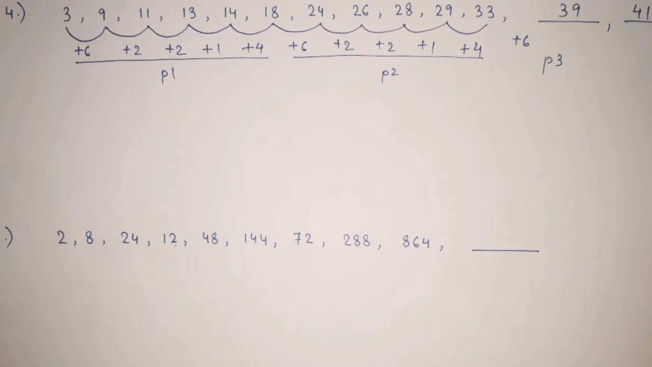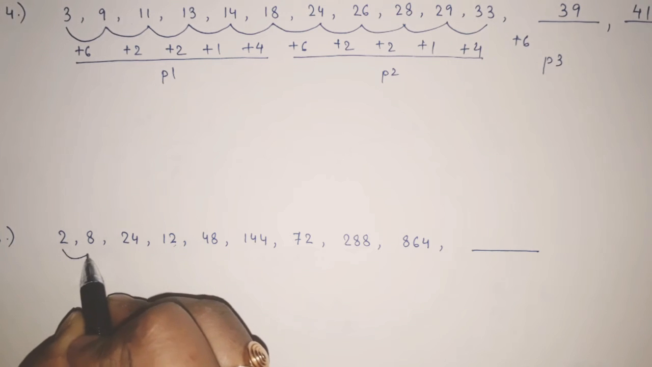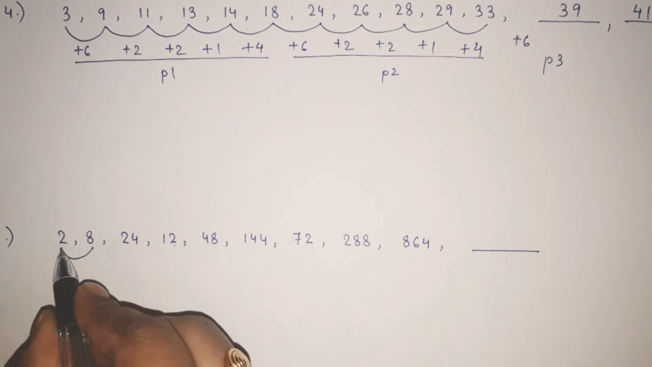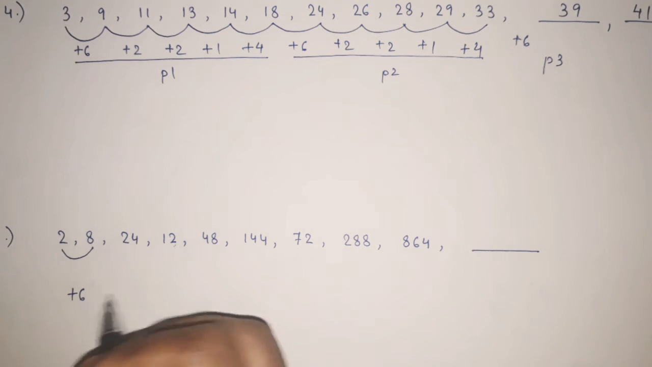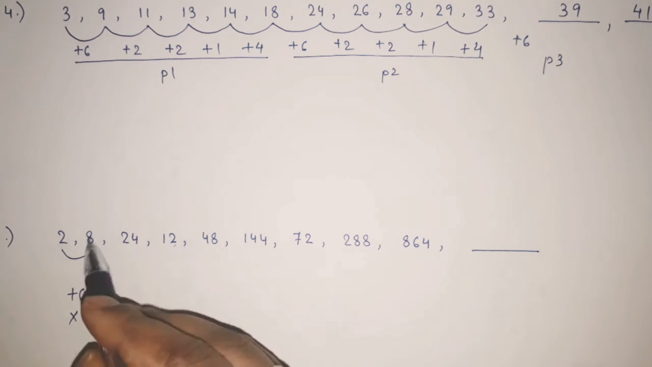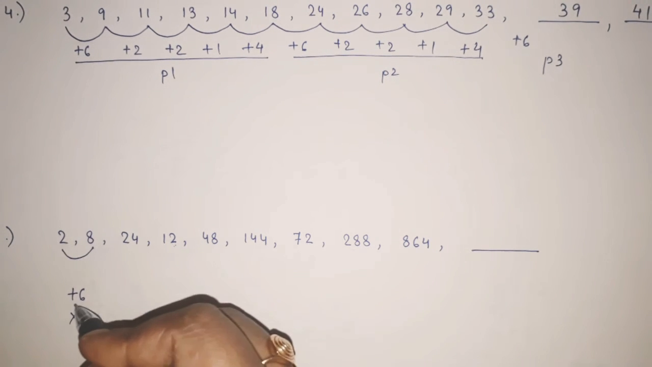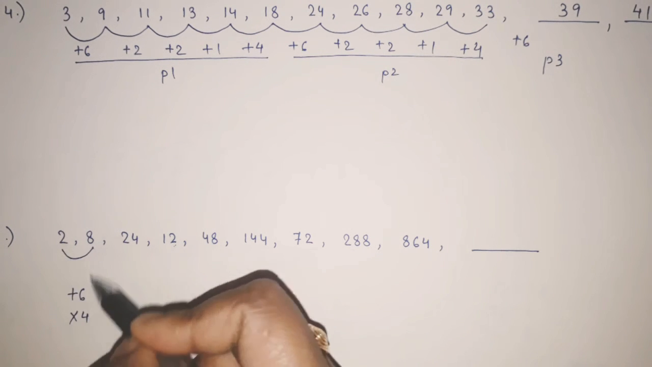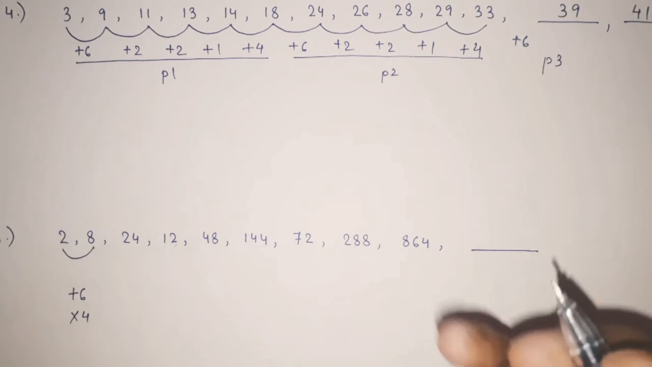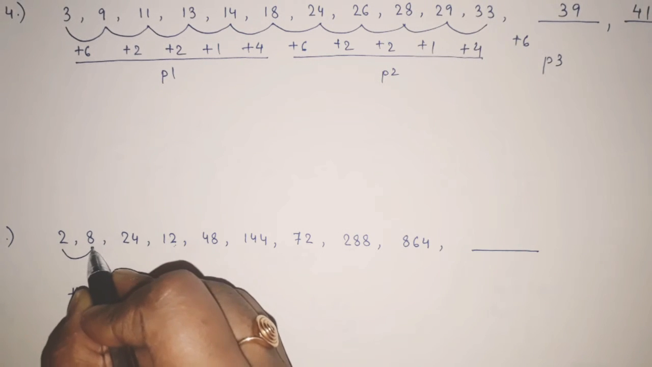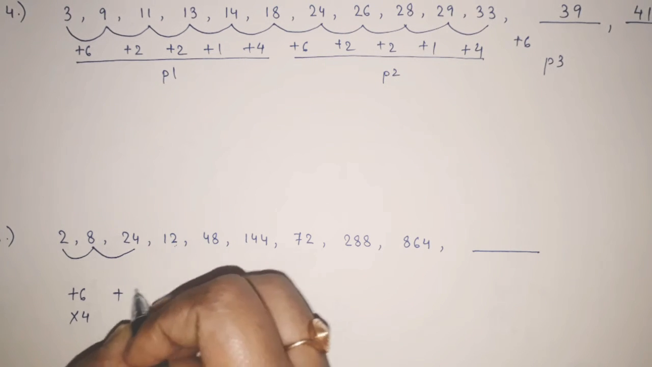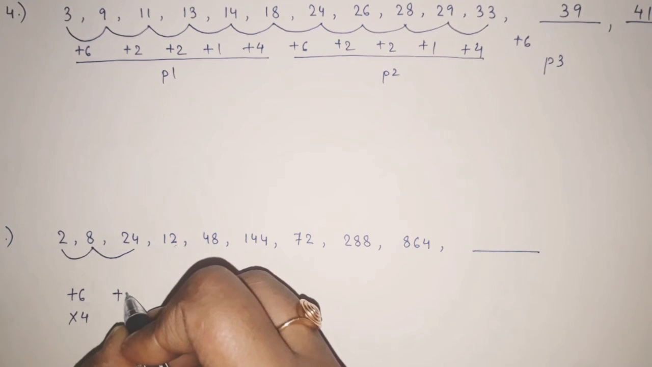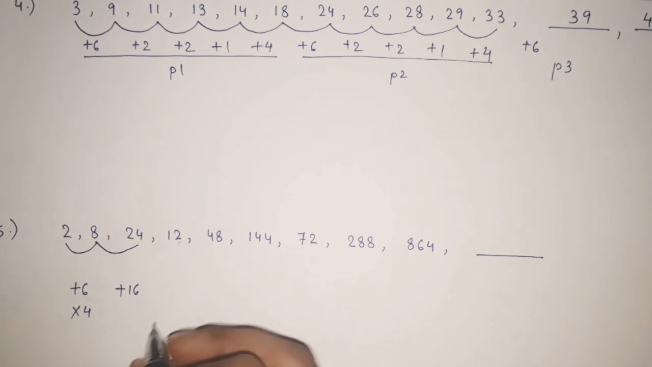Right? Okay, so let's see. If we see these two, the relation between these two is either plus 6 or multiplied by 4. Because 2 plus 6 is 8, it can be plus 6 also. But 2 into 4 is 8, so it can be into 4 also. Fine. If we see these three, then it can be either plus 16 or it can be into 3.